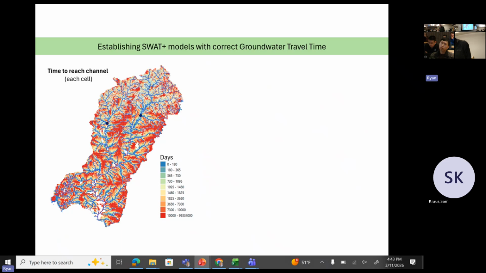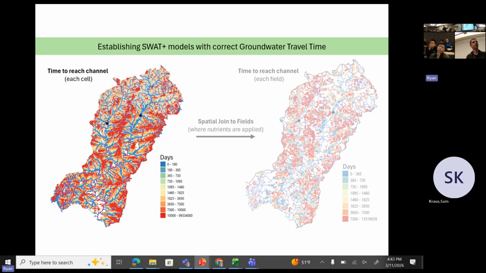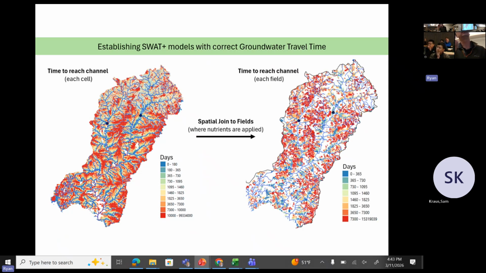Okay, so here's a result. For each of our grid cells, this is the time to reach the nearest channel or tile drain. This is in days. So you can see when you get right near a channel, it could get there in a few months. But as you get farther from a channel, it could take a few years to get there, or even a decade. Now, we want to relate this back to the fields where they're actually applying the nutrients. So we do a spatial join in GIS to each field, and we figure out for each field how long it would take the groundwater under that field to reach the nearest tile drain or the nearest channel.